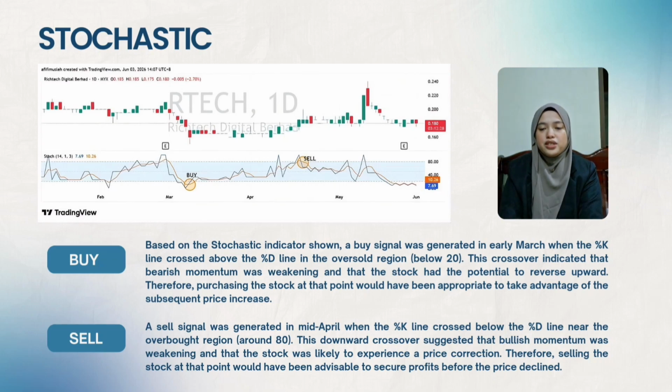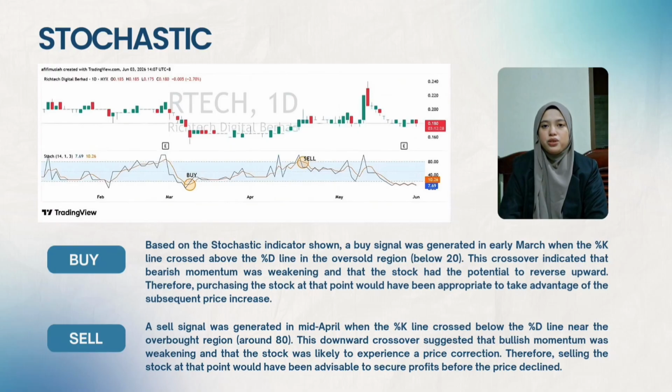Based on the chart of Richtet Digital Berhad, a buy signal was observed in early March. At that time, both the percentage K and percentage D lines were below the 20 level, indicating an oversold condition. Shortly after, the percentage K line crossed over the percentage D line, signaling that bearish momentum was weakening and that the stock price had the potential to reverse upward. Therefore, investors could consider entering the market and purchasing the stock at that point.